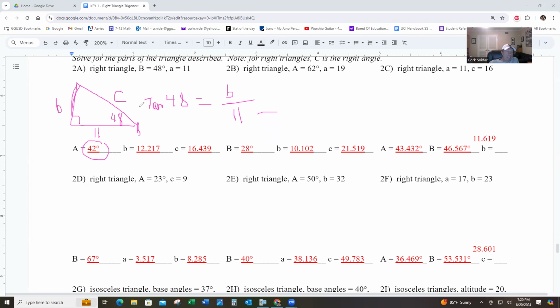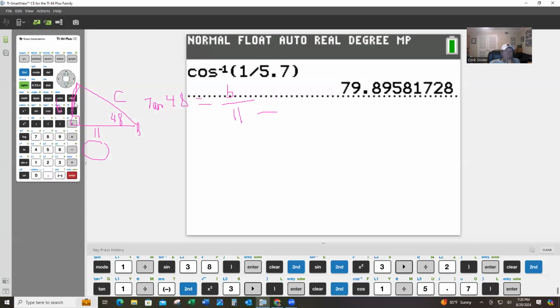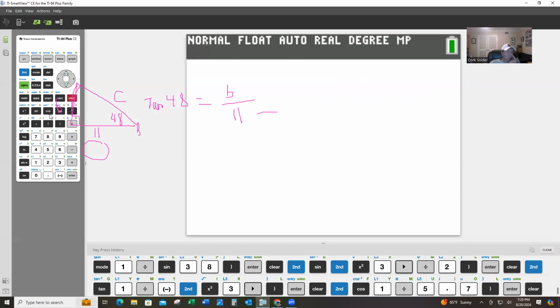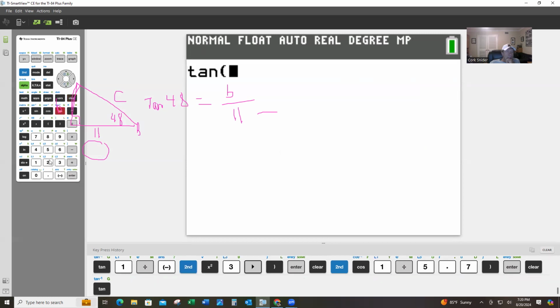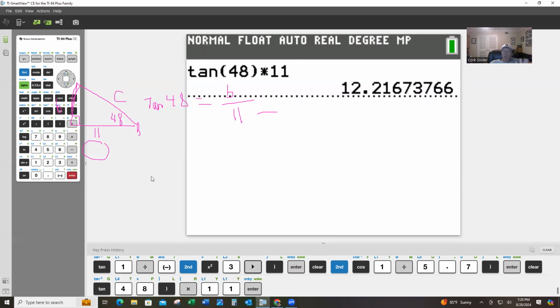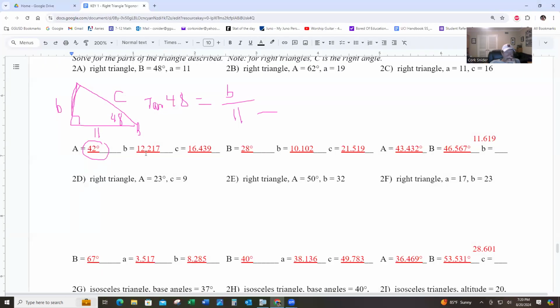Okay. So basically, that formula that you know what tangent is, opposite over adjacent, all you have to really do is go the tangent of 48 times 11. You'll get it. Okay. So remember that. I'll leave it up here so we can see it. Clear this. Tangent of 48 times 11. And you get about 12.2. The nearest tenth is fine, 12.2, which you can see right there.